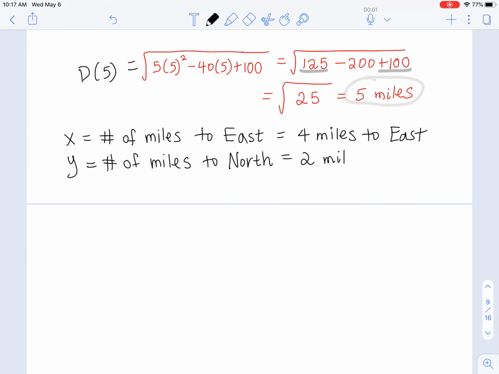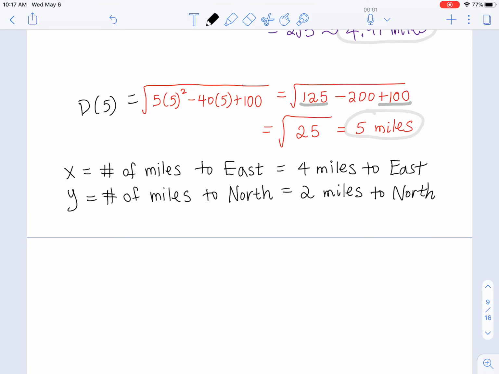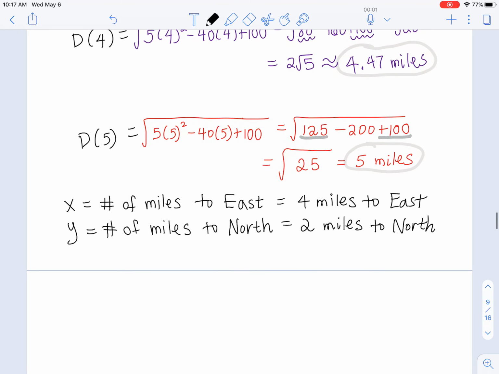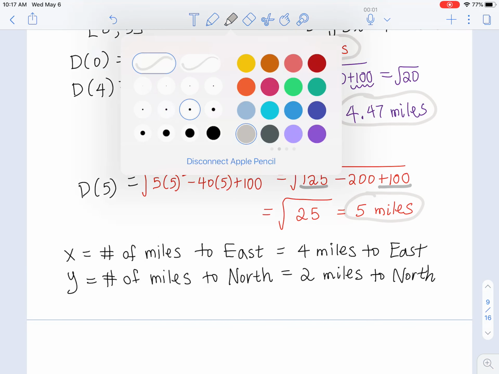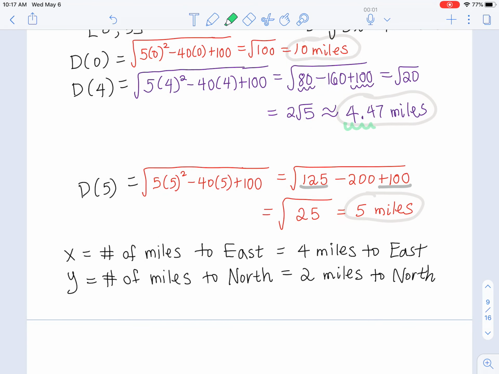So that's why, I almost freaked out, guys, sorry. 2 miles to north. That is the best position to build the spur line. 4 miles east and 2 miles north is where we want to put it, because that's going to minimize that distance. So how are you going to explain this other number that we found?